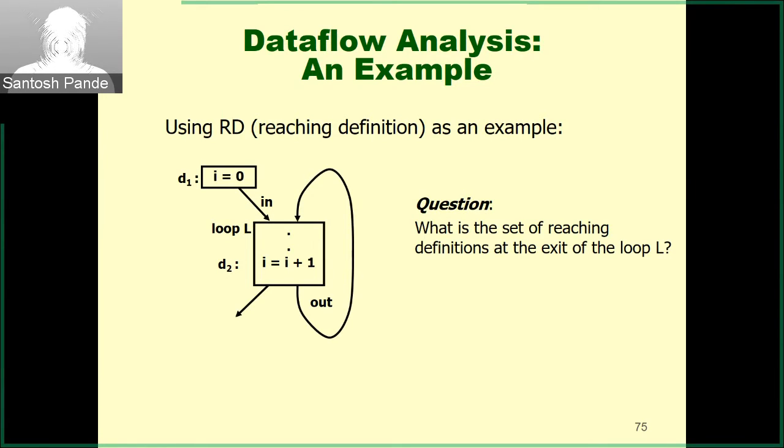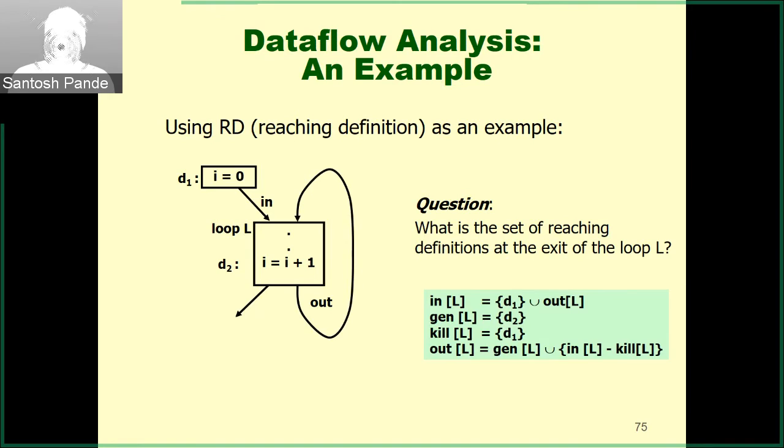So if you have these two basic blocks here, very simple, I is equal to 0 and I is equal to I plus 1, and we want to find out the reaching definitions at the exit of loop L. You can easily see here that first of all, D1 will come down. It will remain in place in the beginning of the second basic block. Then it will get killed by I is equal to I plus 1, so it will not persist. The only one which will persist is D2 at the end. And then D2 will go from there, and D1 and D2 will remain in place in the beginning of that particular loop L. But at the exit, only D2 will come out.